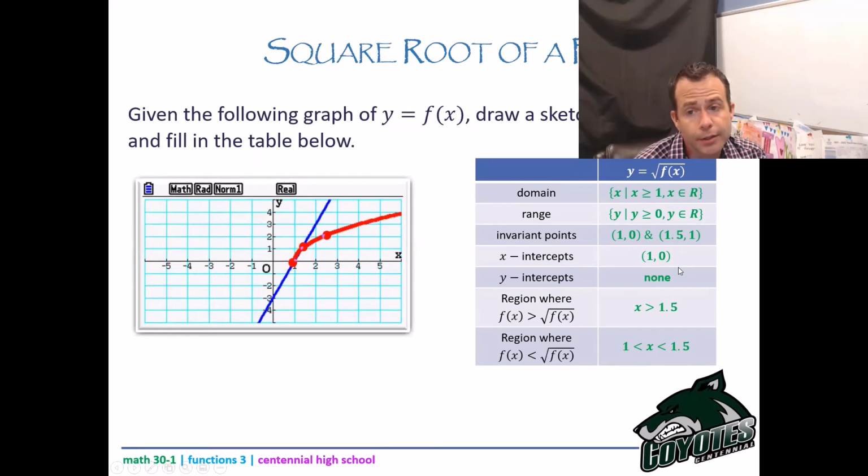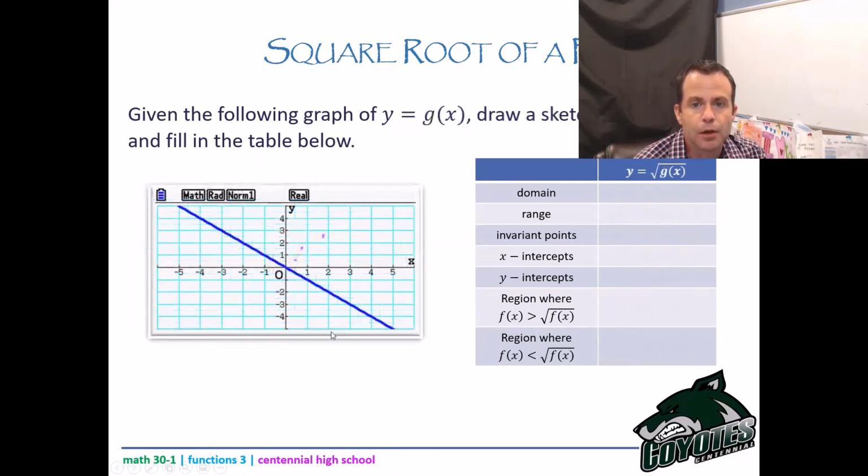There is no y-intercept. The region when the original is greater than the square root graph is when x is greater than 1.5. And then the region where the original is underneath the square root graph, that would be between 1 and 1.5. So I said 1 is less than x is less than 1.5. Okay. Awesome. Okay, try this guy.